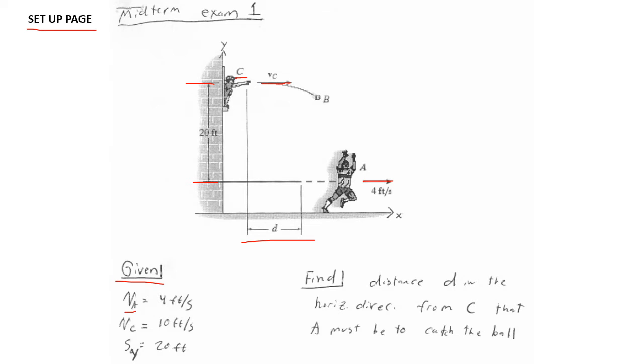Velocity of A, 4 feet per second. Velocity of C, 10 feet per second. My S sub Y here is 20 feet. Looking for the distance D in the horizontal direction from C that A must be to catch the ball.